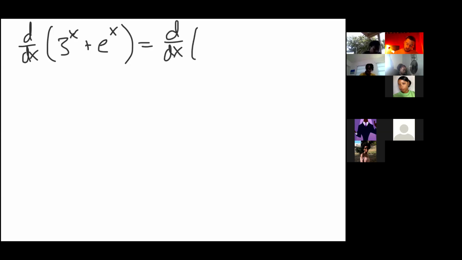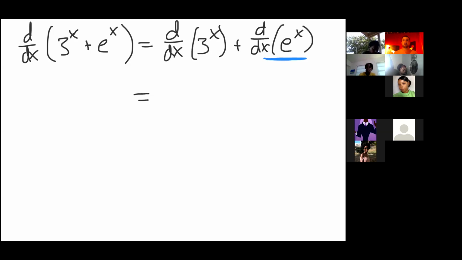So this is the derivative of 3 to the x plus the derivative of e to the x. And one of those two is a little bit easier than the other because it's what we talked about. It's a nice special derivative. And what is the derivative of e to the x? Yeah, the derivative of e to the x is e to the x. It is its own derivative. So the derivative of e to the x, let me underline it in blue, so we know where it's coming from.